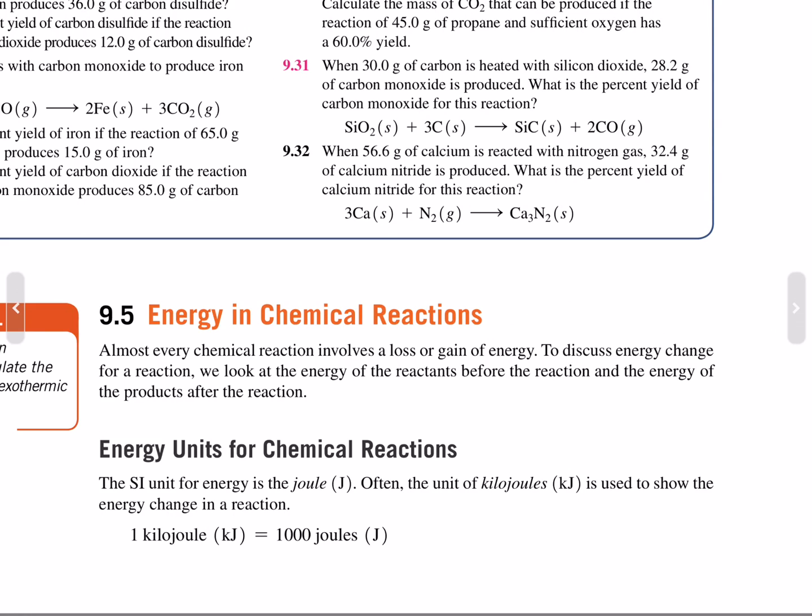Energy units for chemical reactions. The SI unit for energy is the joule. Often the unit of kilojoules is used to show the energy change in a reaction. 1 kilojoule equals 1,000 joules.